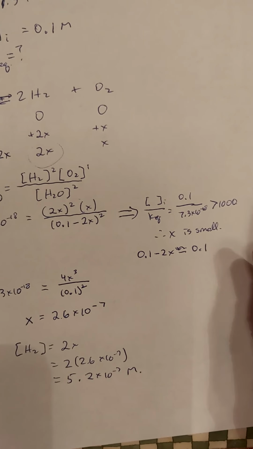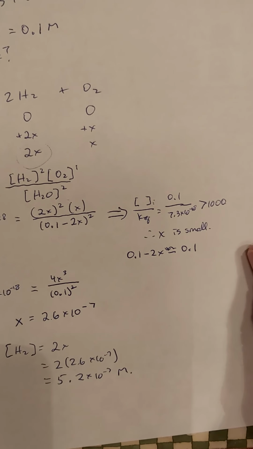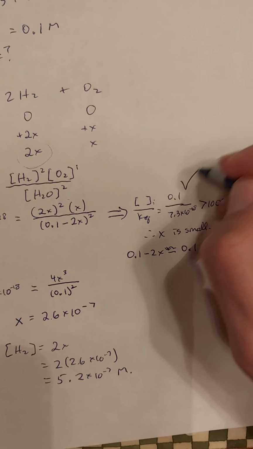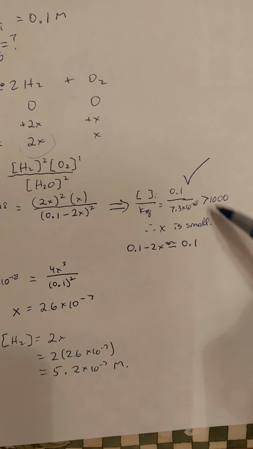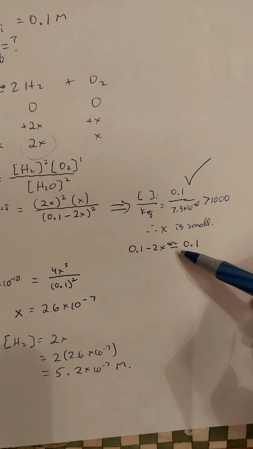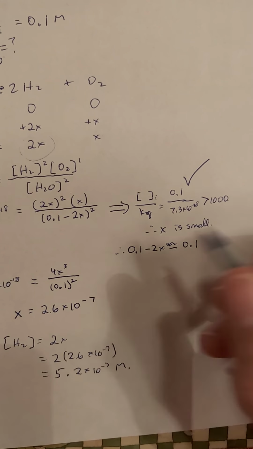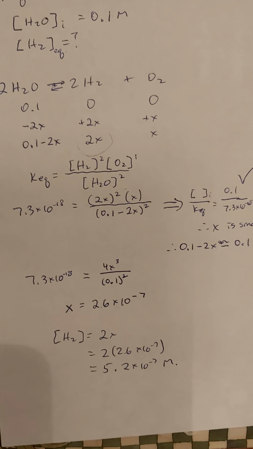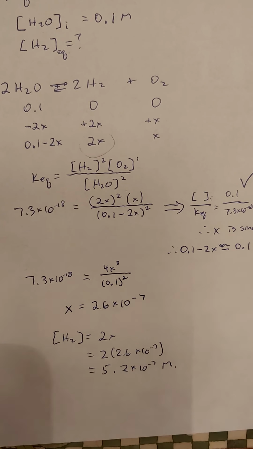So here's how we do a question where K is really small. And you must show me this. In this question, this will be worth a mark. If you decide not to show me this little calculation, show me that this is bigger than 1,000, x is small, so this is true, put it therefore there, you'll lose out on a mark. You must show me this, why you're making this approximation. Perfect.